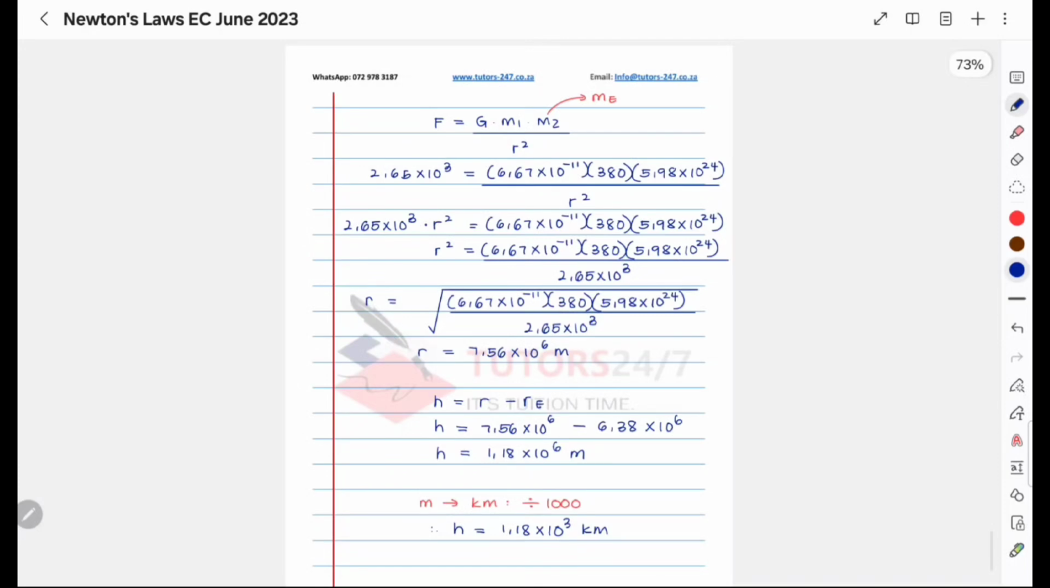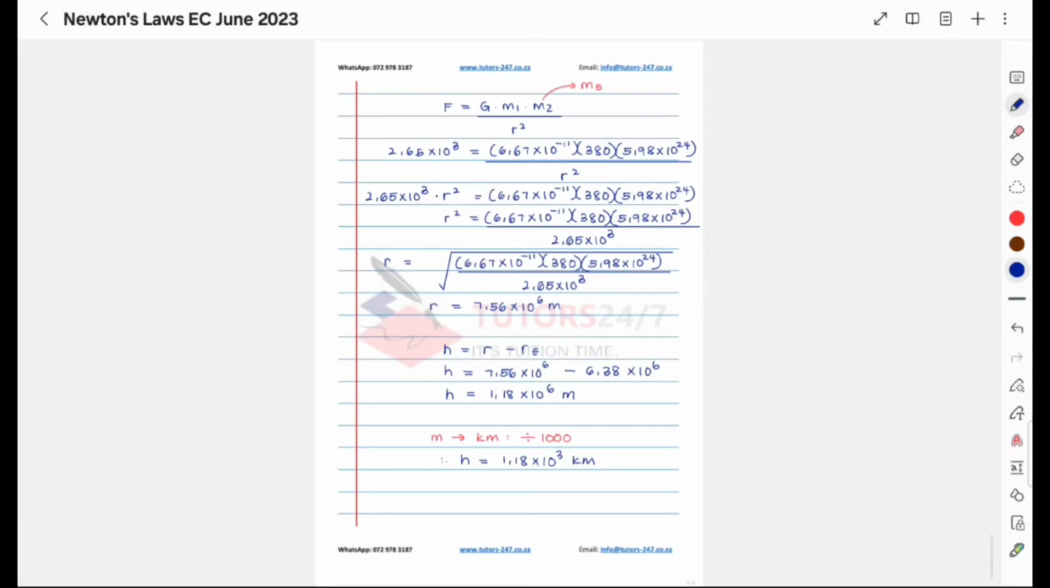All we needed to do was calculate the distance from the center of the Earth to the satellite. Because we are looking for the distance from the surface to the satellite, we know that we must remove the radius of the Earth, and that gives us our height h. And don't forget, they stated our final answer needs to be in kilometers, so you convert from meters to kilometers at the end.